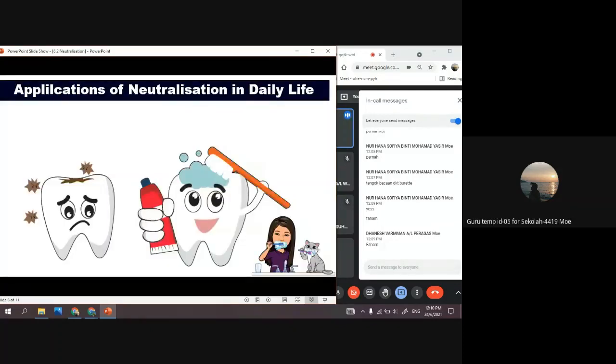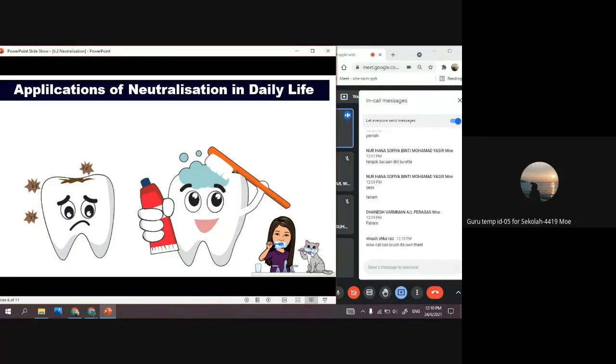Next, okay, last one. The application of neutralizations in daily life. Okay, this one is interesting because it is related with your daily life. Okay, maybe you did not notice that some things that you do in your daily life involves neutralization. So it is actually interesting to find out about this one. Okay, it is very close to us. Kalau kamu tak sedar sebenarnya, dia very close to us. Okay, so let's see the applications of neutralization.